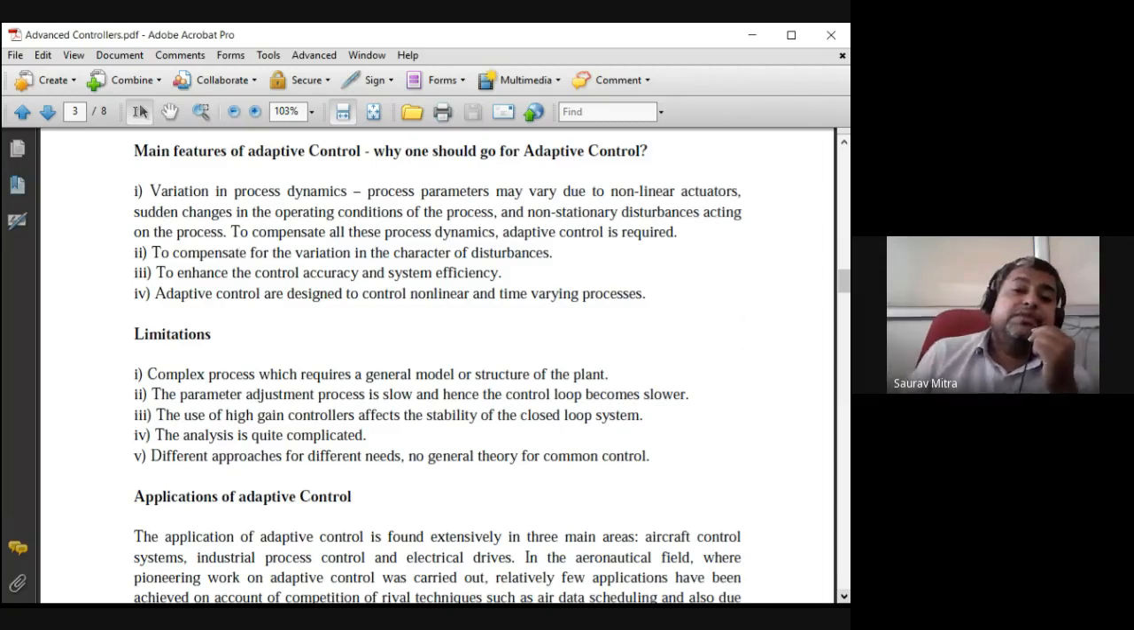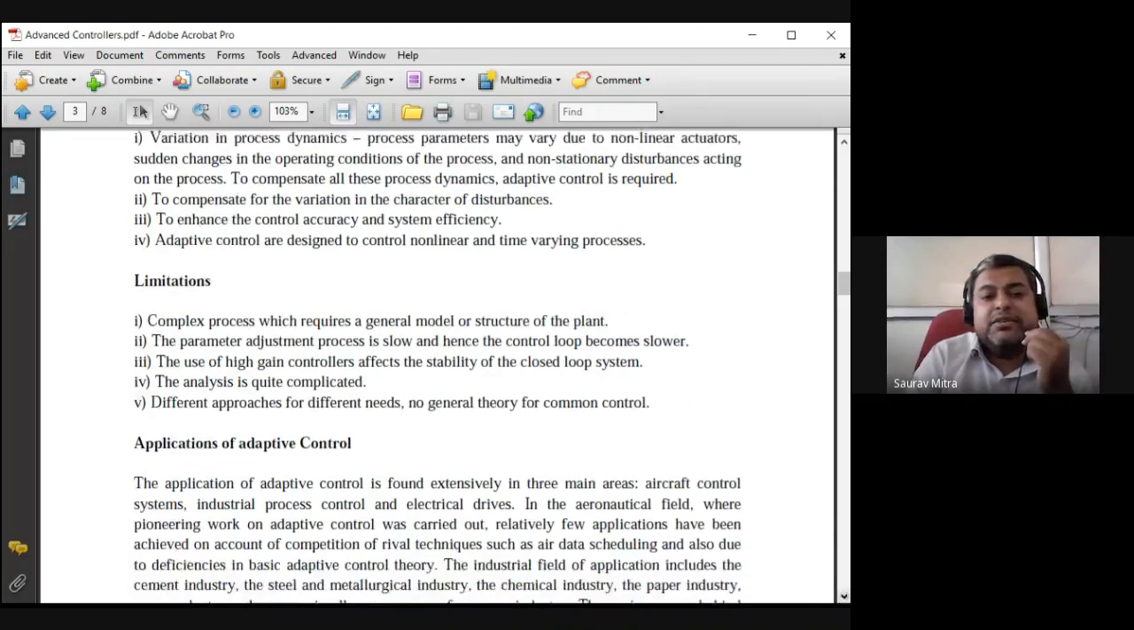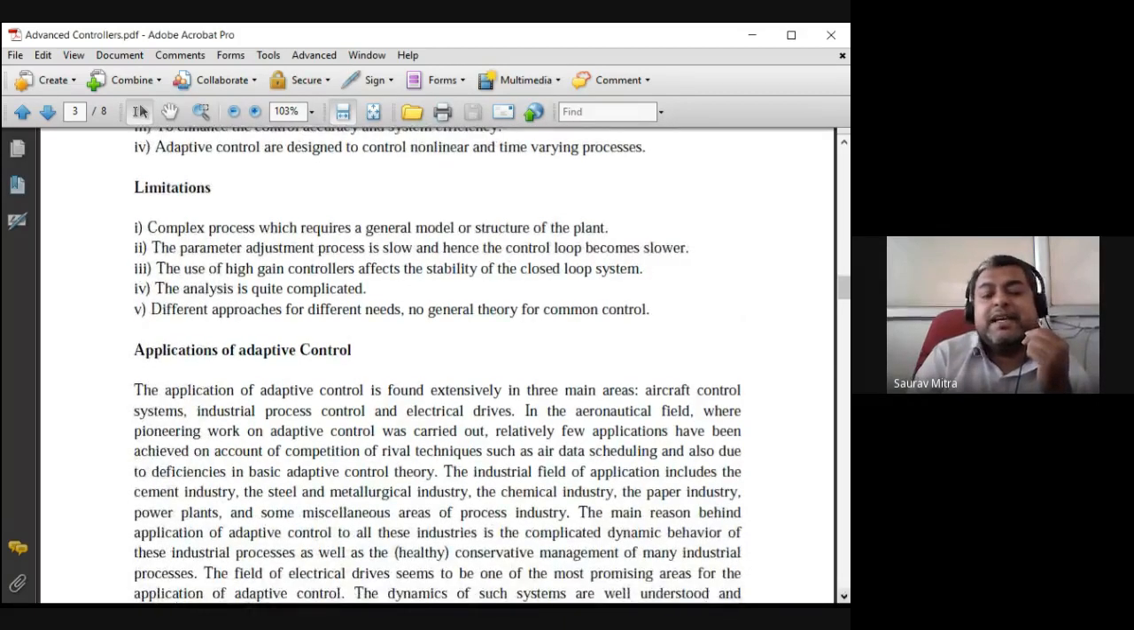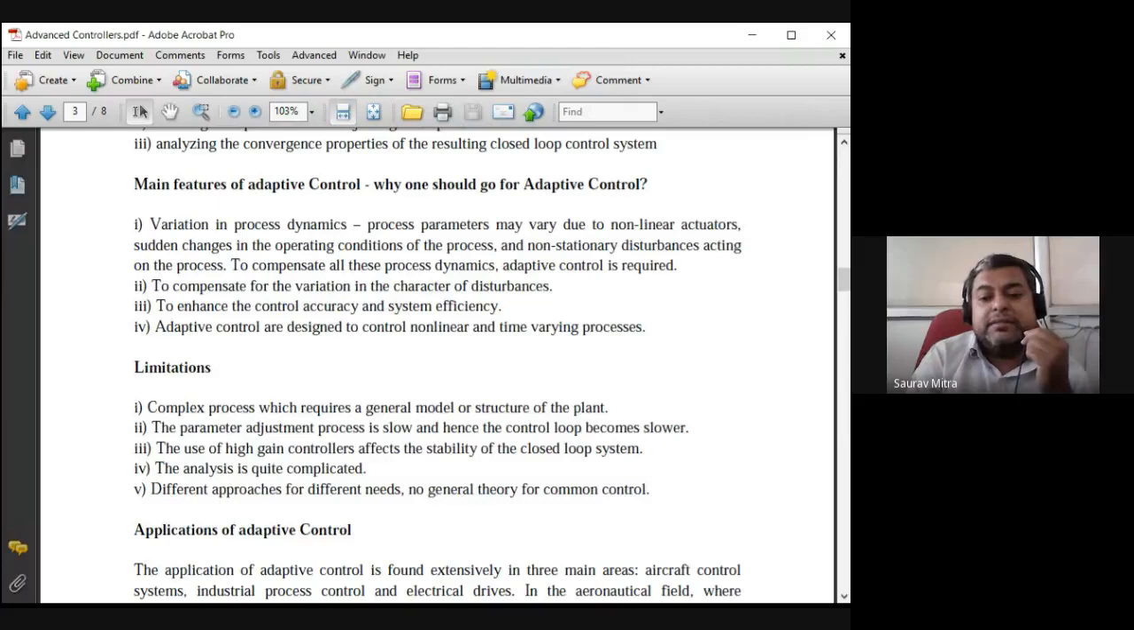So this is the difference between feedback control and adaptive control. Feedback control takes quite a lot of time to bring the parameter to rest. But adaptive control will very fast bring the parameter to rest and make the system stable. So it will increase the system efficiency, it will control the accuracy, and it will reduce the error very fast. That is actually the advantage of adaptive control. And adaptive controllers are designed to control nonlinear and time varying processes as well. So these are the special features of adaptive control.